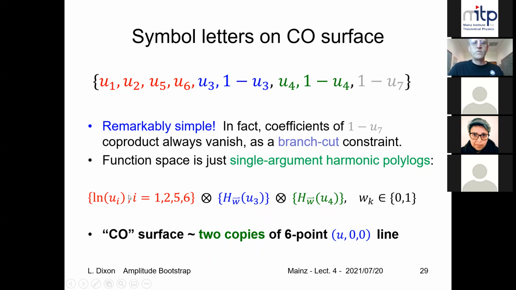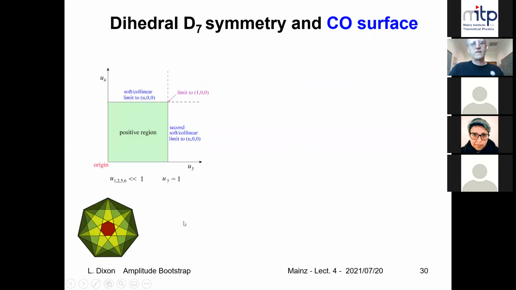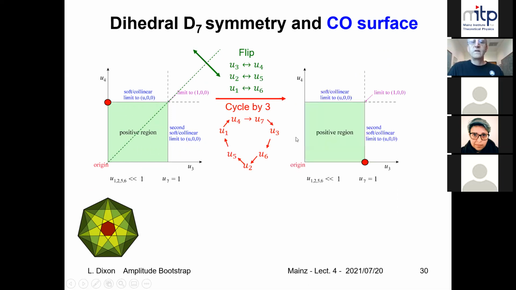And so that allows you to move around very easily on this surface because the function space simplifies so much. And in general, this CO surface looks very much like 2 copies of this line that shows up in the 6-point case. And in some regions, it approaches that line. And furthermore, the dihedral symmetry acts very nicely on this space. You can do a flip that moves you in this direction. And when you cycle by 3, you end up with another copy of the CO surface. And this point touches this point.